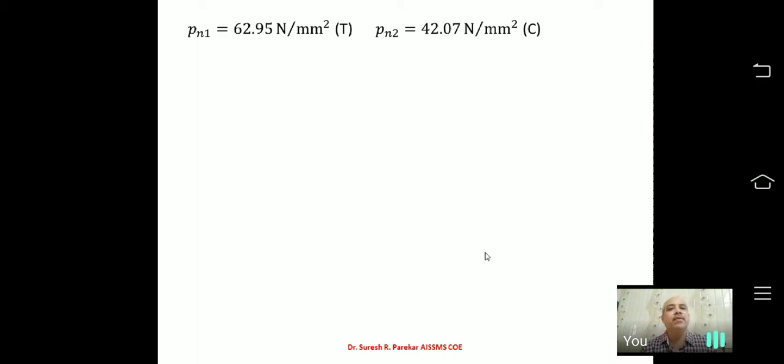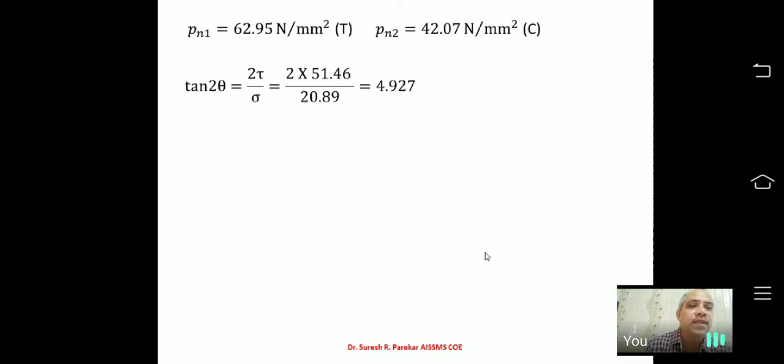Now I know Pn1 and I know Pn2. Now I have to find the planes, and we have the formula tan 2 theta equals 2 tau upon sigma. So we know tau and we know sigma; substitute them, you will get the value of tan 2 theta, and from this you can find theta. We know these planes are perpendicular to each other, so whatever value of theta you get, add 90 to it, and by adding 90 you will get the other plane where it will act.